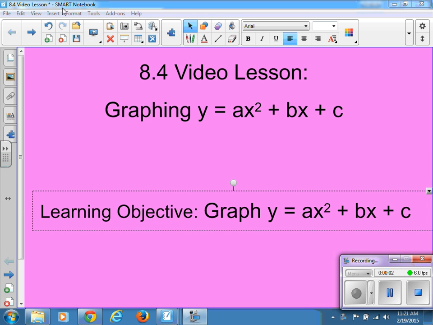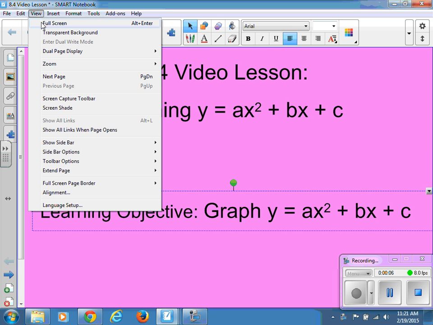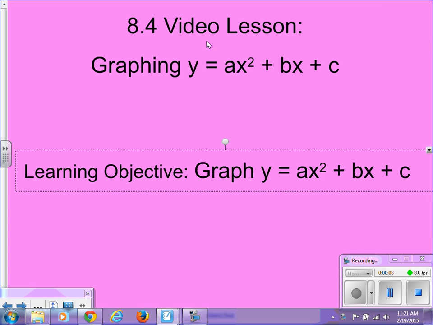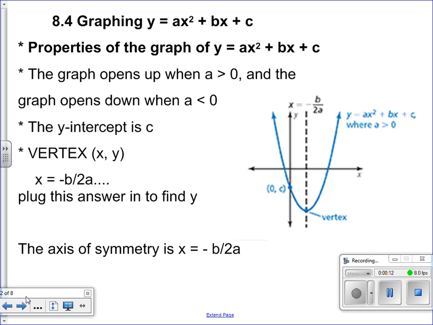Welcome to video lesson 8.4 on graphing equations in the form of y equals ax squared plus bx plus c. A couple things we need to know are the different properties of the graphs that are in this form.